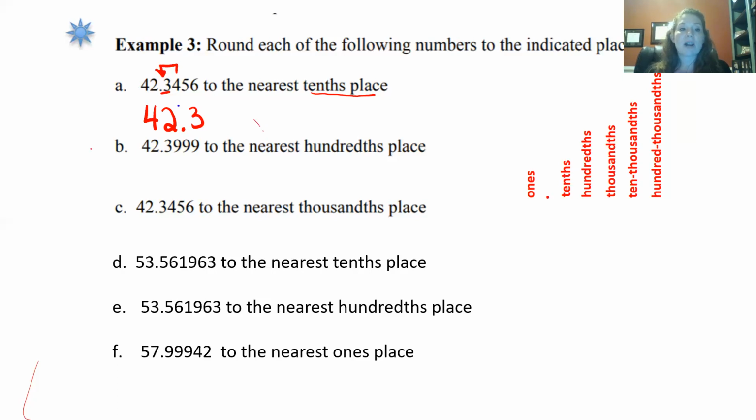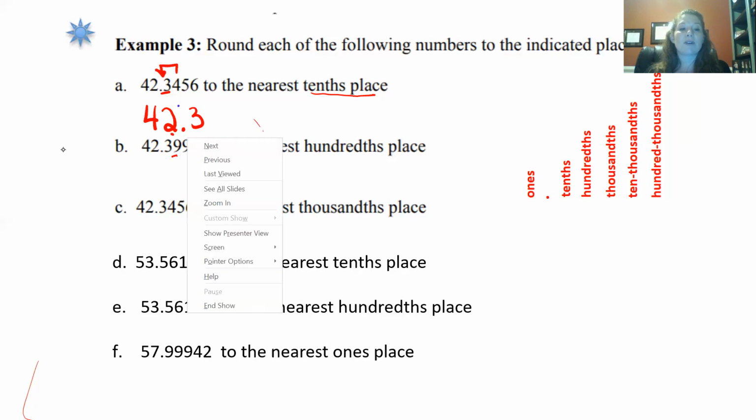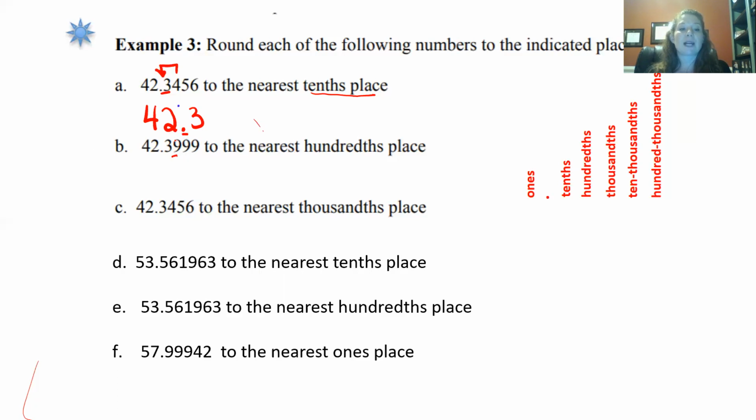Okay? All right, let's look at letter B. It says round this number to the nearest hundredths place. Well, what number is in the hundredths place? This 9 right there. That 9 is in the hundredths place. So what determines what to do with our 9? Well, it's the number to the right of it. So since this is a 9, we are going to round our number 9 up.